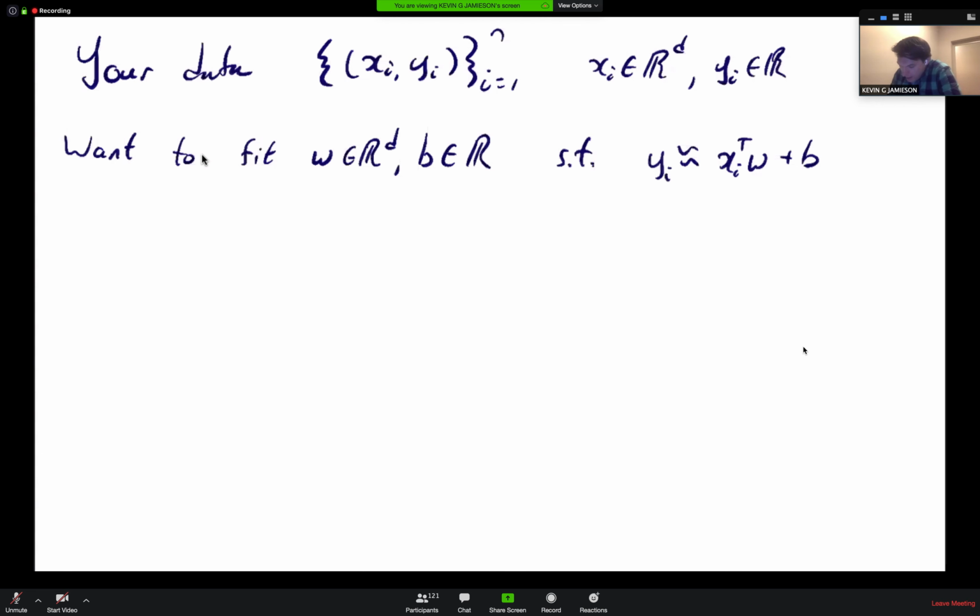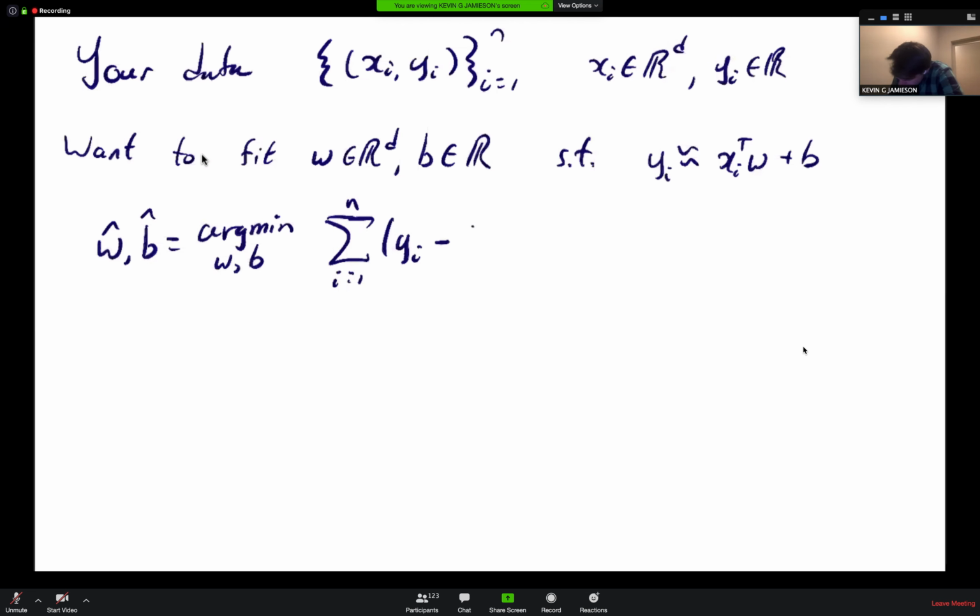So there's a couple of different strategies for doing this. The first strategy, so we want to fit this with least squares. And so what we'll do is W hat, B hat is going to equal the argmin over W, B. It's our least squares estimator, like we always do.